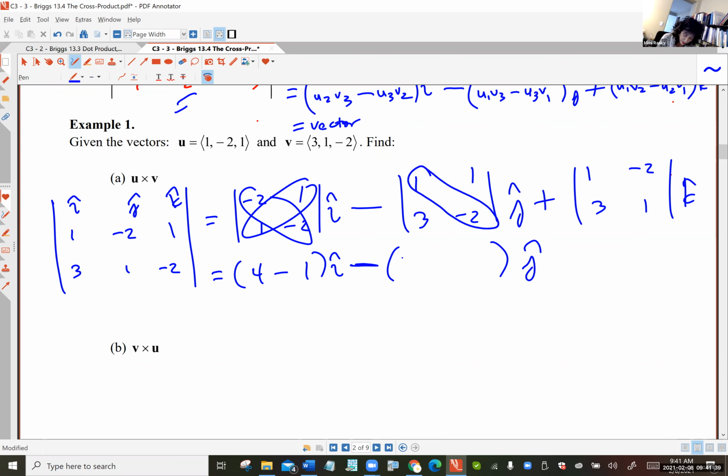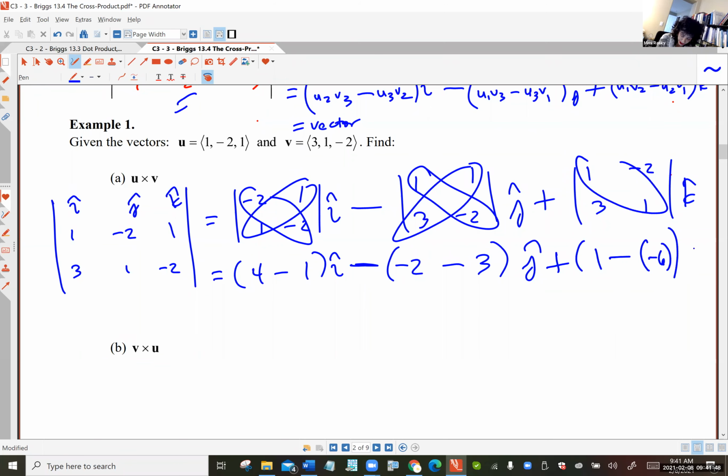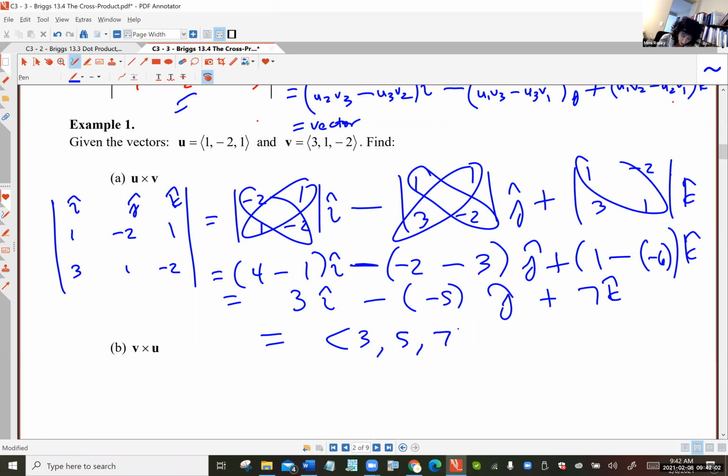Okay, take the major diagonal product minus the product along the minor diagonal, and be careful, there's a lot of minuses floating here. You're going to have 1 minus a -6. Uh-oh. 3 i hat minus a -5 j hat plus 7 k hat. I personally like component form, so I'm going to put this in component form because it looks better. That's just my opinion. Okay, there's your answer for letter A, a nice vector.